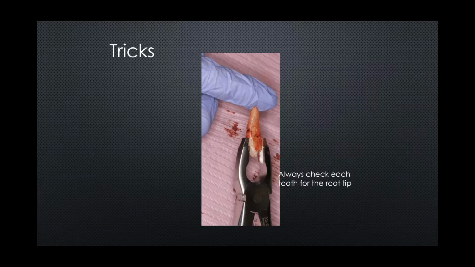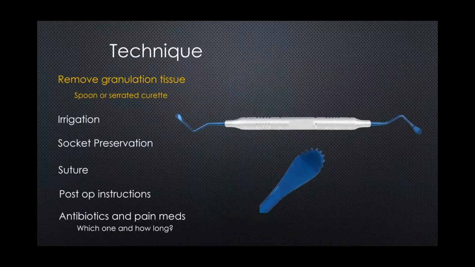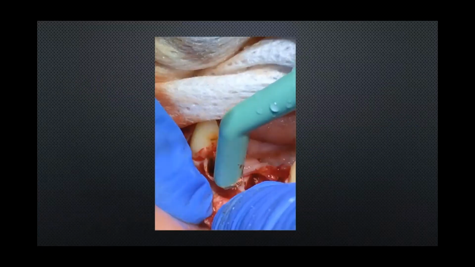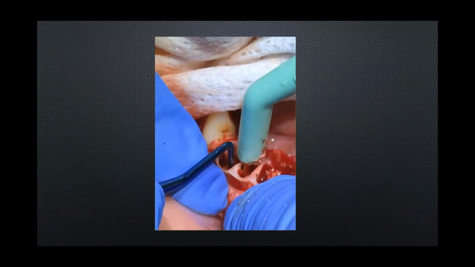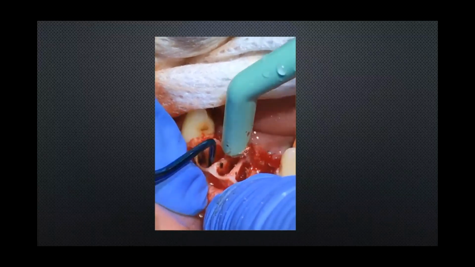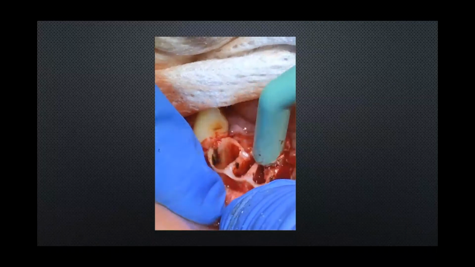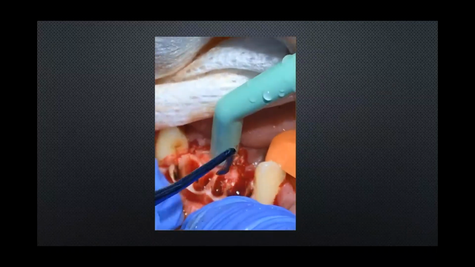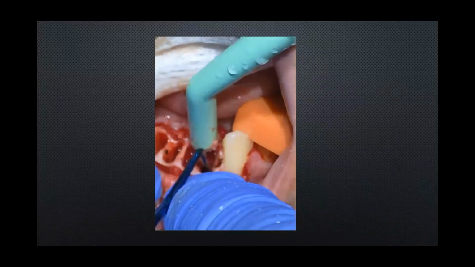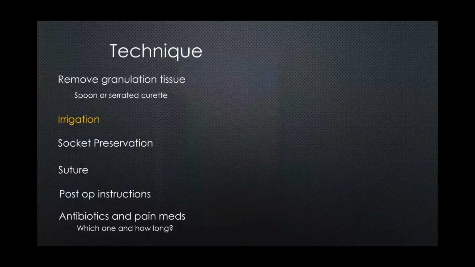Okay, so just make sure the root tip is removed. If not, remove it. Okay, we want to remove the granulation tissue. We recommend really aggressively curetting out that socket and removing all that soft tissue, that granulomatous tissue, any infected radicular tissue that's down there. Watch out for the vital anatomy there. Obviously, don't be too aggressive if the nerve is down below or the sinus is up above.